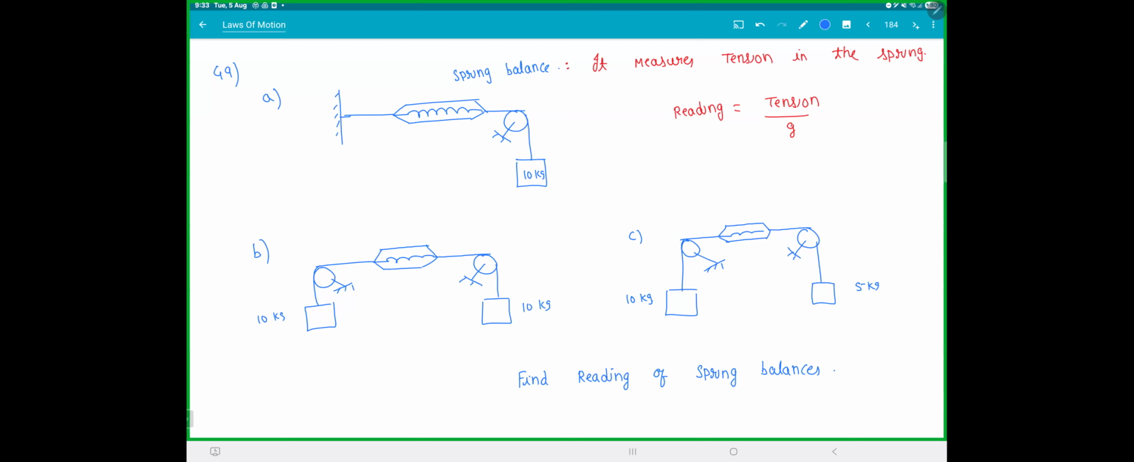First case, you connect it to a wall and a block. Second case, there are 2 10 kg blocks. Third case, there is a 10 kg and a 5 kg block. What will be the reading of the spring balances? Give me all 3. Yeah, first 2 are easy. Third is the actual question. If I have to ask you this in mains, I'll ask you the third one.